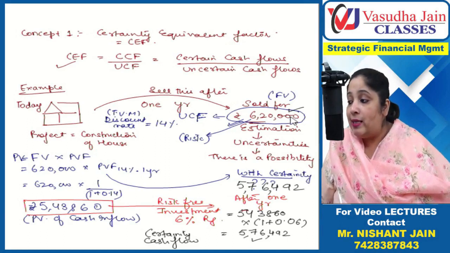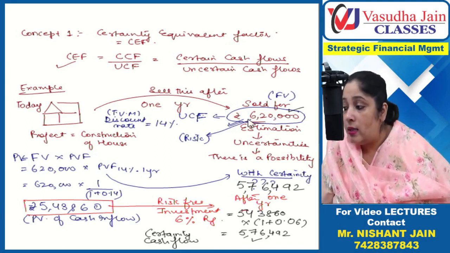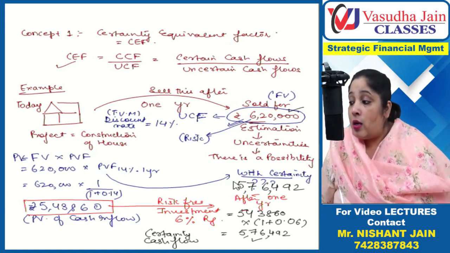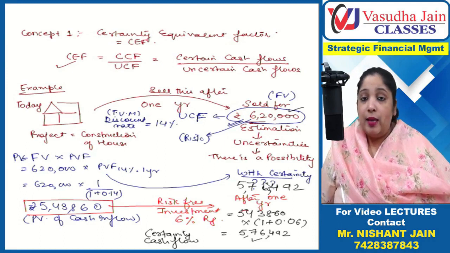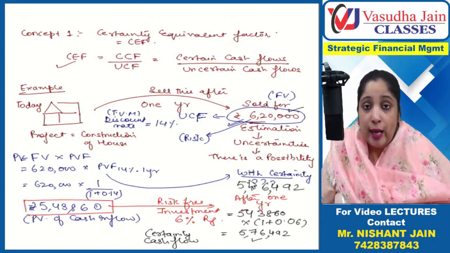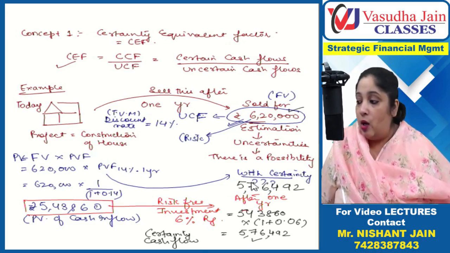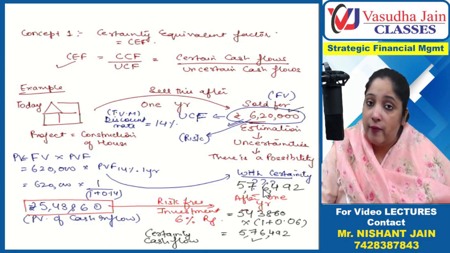Did you evaluate the 6,20,000 amount? No, you did not consider the uncertain amounts. No, you first computed the certain cash flows. Then you checked whether the certain cash flows that you are going to get match what you should get. Now 5,76,492 is the amount that you should get with certainty.